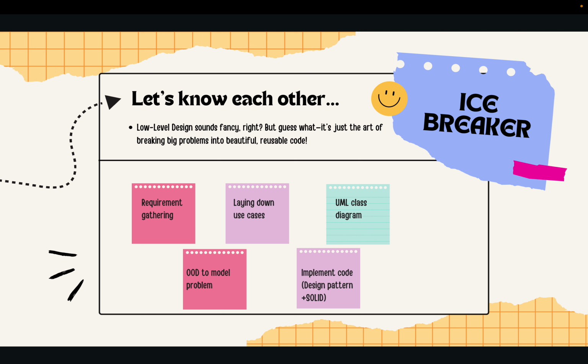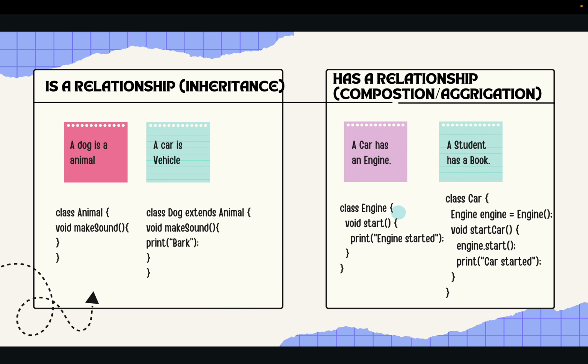I'm not going to go deep into this because I'm just covering a very specific topic: the is-a relationship and the has-a relationship. After implementing the class diagram, we understand how we define the relationship between the classes. We can have two types of relationship: first is the is-a relationship, and second is the has-a relationship. In the is-a relationship we simply use inheritance, and in the has-a relationship we use composition or aggregation.